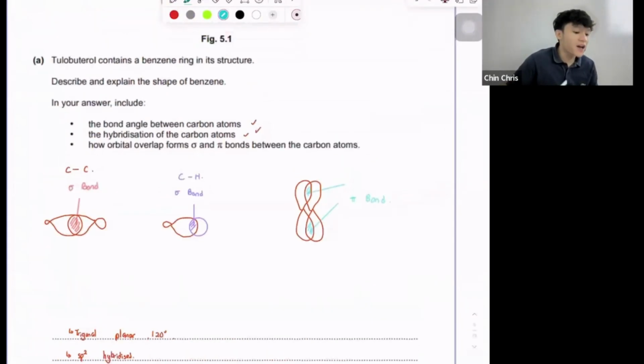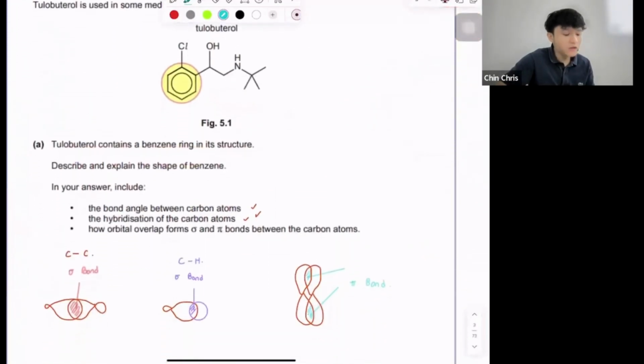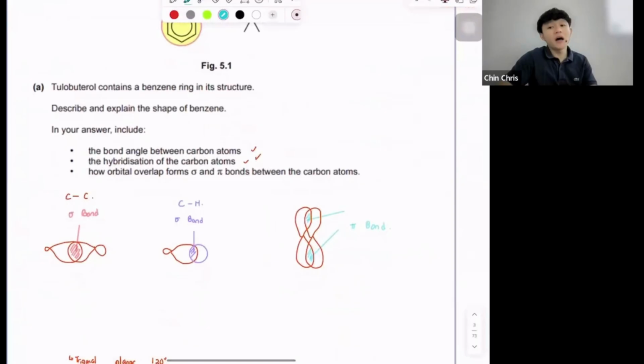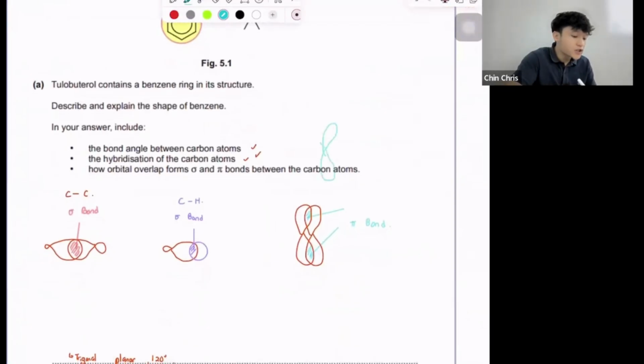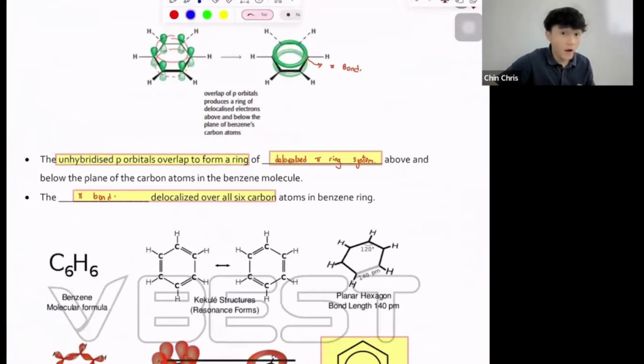Delocalized electrons forming. If they ask you how the ring is formed, it's the delocalized pi ring system formed from unhybridized p orbitals. Okay.